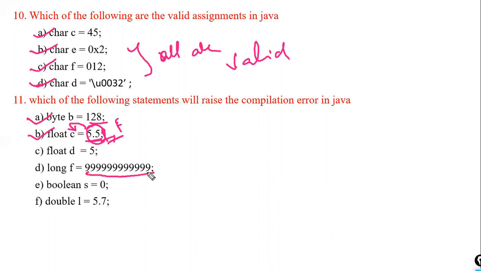Long, in order to consider a literal as a long literal, it has to be suffixed with L. So this statement will raise you an error. Boolean will accept only true or false. Integer 0 and 1 are considered as integer literals. Integer literals cannot be assigned to the Boolean data type. So this statement will raise you an error. So finally, the statements which will raise you the compilation error are A, B, D, E.